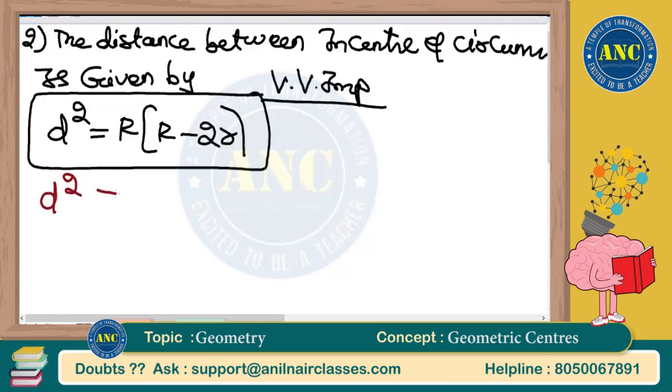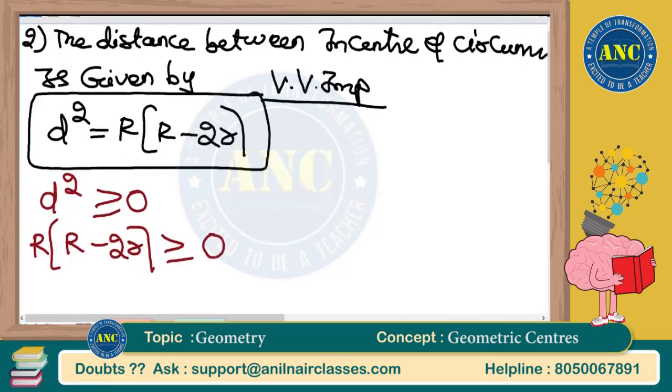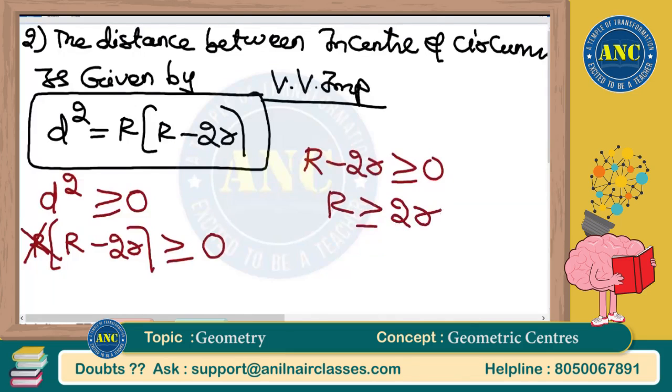Any square function value will be greater than or equal to 0. So R into R minus 2r is greater than or equal to 0. Radius is always greater than or equal to 0, so R minus 2r is greater than or equal to 0. R is greater than or equal to 2r, so R by r is greater than or equal to 2.